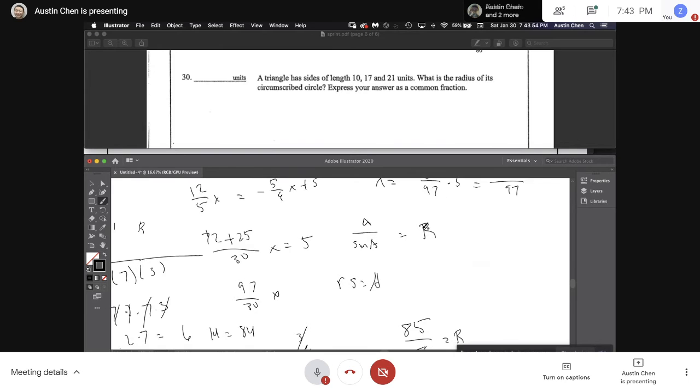No, it's 2R. But yeah, this is another formula for it. Yeah, it's A over sine A is equal to 2R. Okay, that can also be useful.